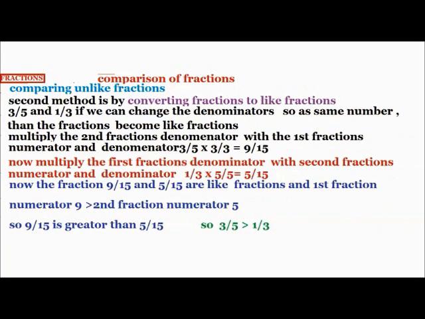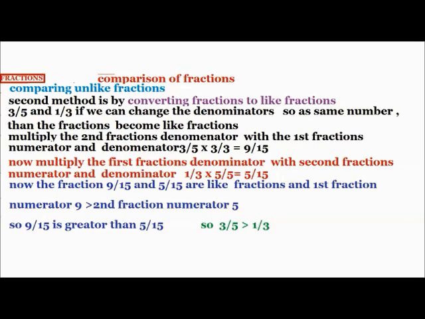We can also compare unlike fractions by converting them to like fractions. Now 3/5 and 1/3 are both unlike fractions. Change the denominators of these unlike fractions to the same number, then the fractions become like fractions. Multiply the first fraction's numerator and denominator by the second fraction's denominator. That is 3/5 into 3/3, which becomes 9/15. Now multiply the second fraction's numerator and denominator by the first fraction's denominator. That is 1/3 into 5/5, which becomes 5/15.